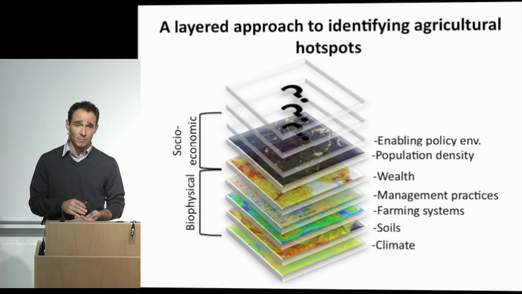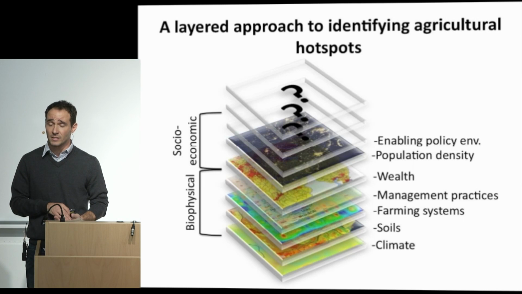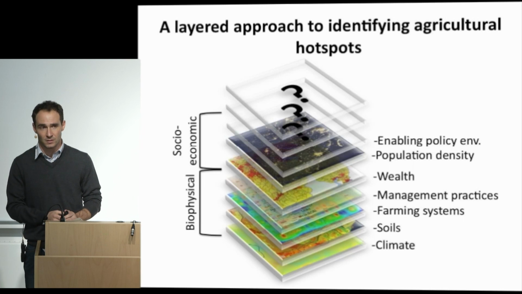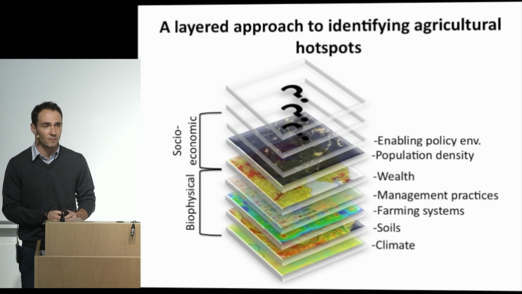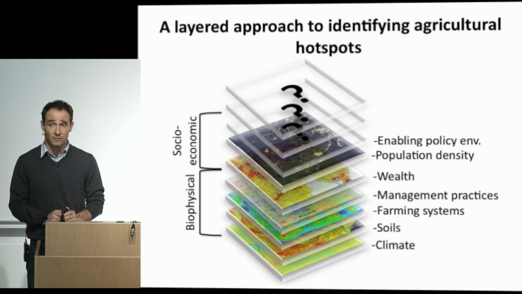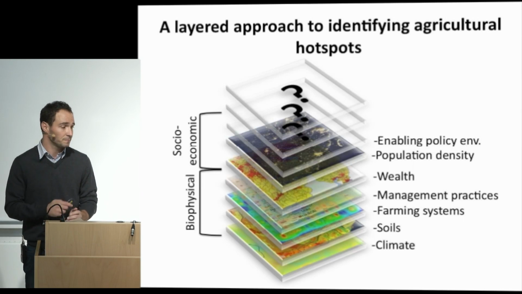These hotspots can then be overlaid with either currently existing information on mitigation options or newly generated information to provide what we would call leverage points. So these are areas where we might have really high bang for the buck in terms of mitigation potential, and specifically pro-poor mitigation potential.